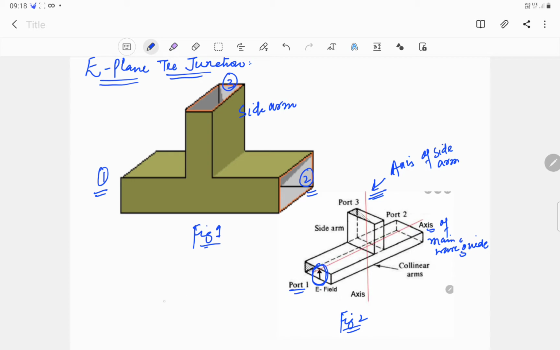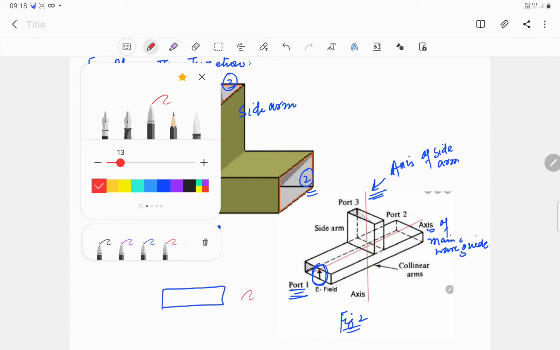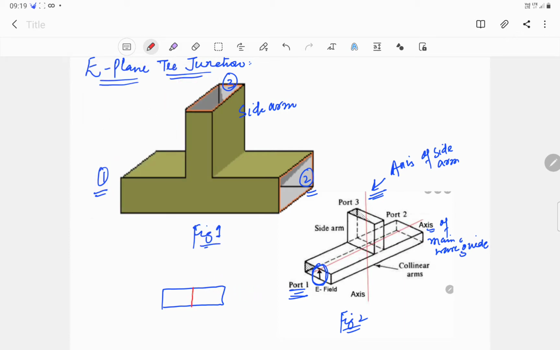Now say for example we consider TE10 mode, which is being fed at port 1. Say this is port 1, and the electric field for TE10 would be maximum at the center, and then it decreases towards the ends. So this is for TE10. This is what I indicate here in figure 2. The direction of electric field here, as can be seen, is along the axis of the side arm. This is the axis. So that's why it's called E-plane T.